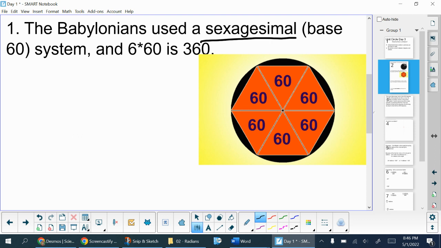And then the reason that 360 ended up being chosen is because of something a lot like this. You remember when we constructed things like equilateral triangles and hexagons, we used circles. This idea is that we can divide a full circle into 6 equilateral triangles, and then each of those triangles into 60 pieces gives us 360 degrees.